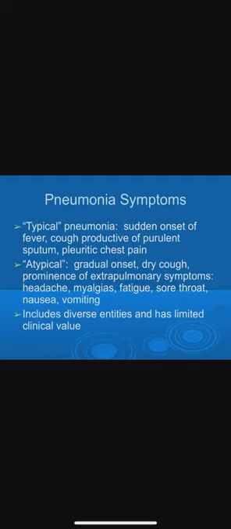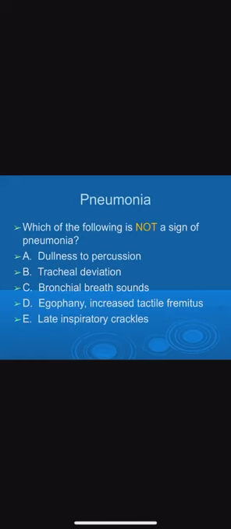For example, a patient with mycoplasma pneumonia may have extrapulmonary manifestations in the form of hemolytic anemia or neurological manifestations. A patient with Legionella, for example, has GI symptoms in the form of abdominal pain or diarrhea. Yes. So pneumonia is classified into typical and atypical pneumonia.